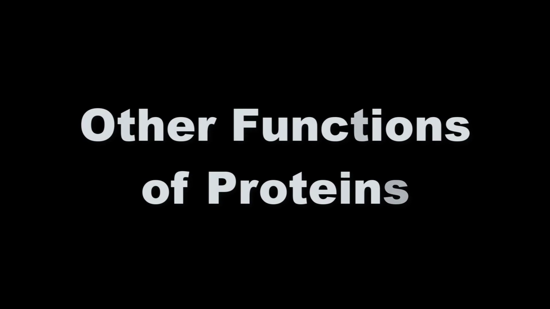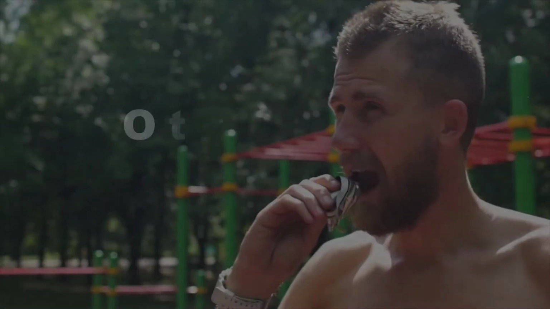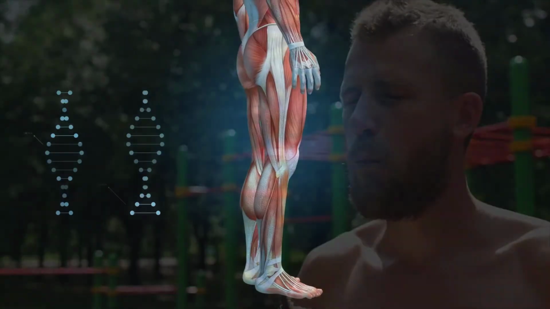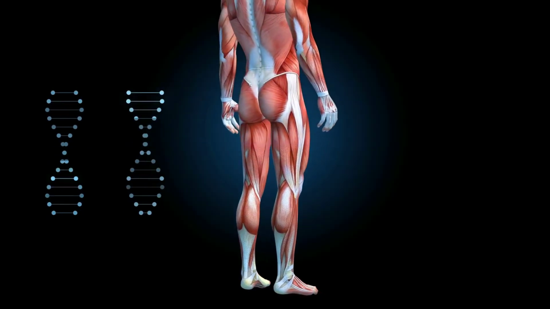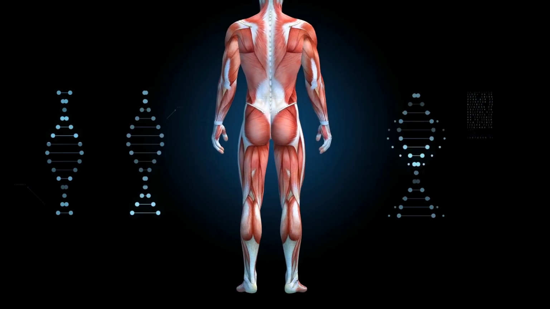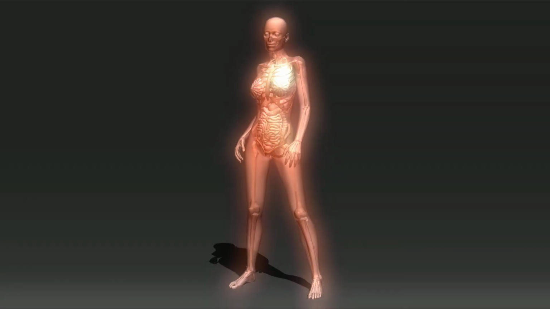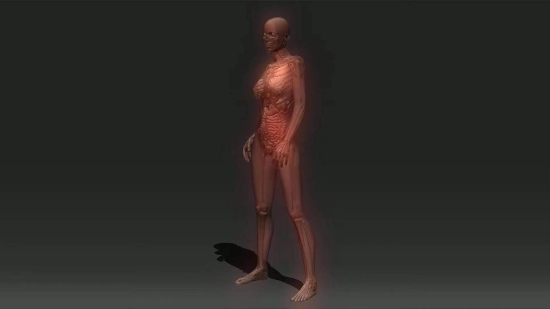Other functions of proteins. Advertisements for protein bars, powders, and shakes all say that protein is important in building, repairing, and maintaining muscle tissue. But the truth is that proteins contribute to all body tissues, from skin to brain cells. Also, certain proteins act as hormones, which are chemical messengers that help regulate body functions.